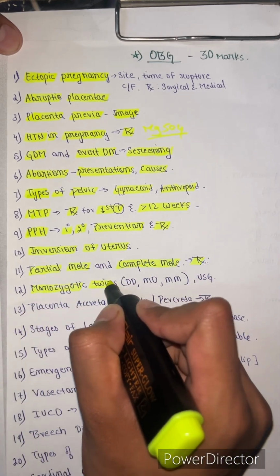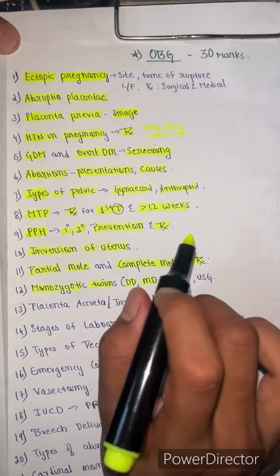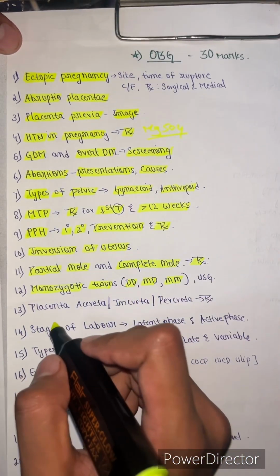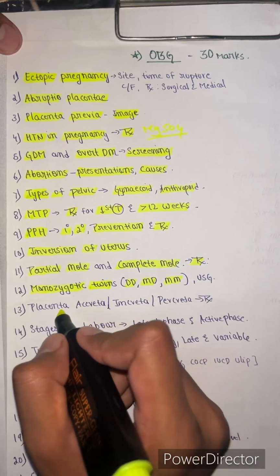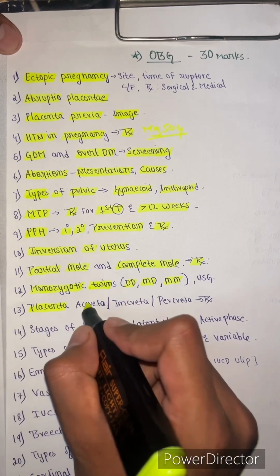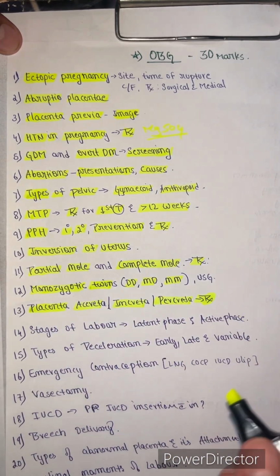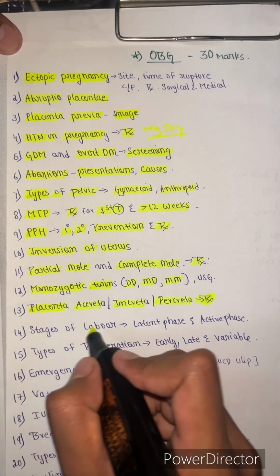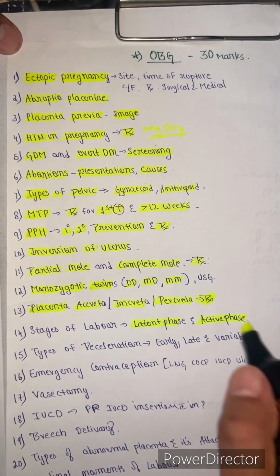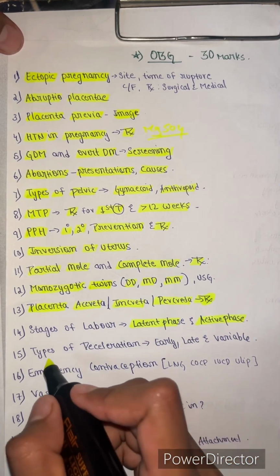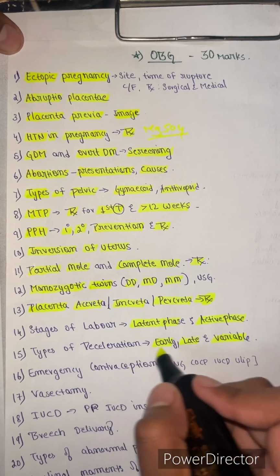Next we have monozygotic twins like dichorionic diamniotic, monochorionic diamniotic, monochorionic monoamniotic. You should know this very well, and you should also learn about ultrasound to identify this. Now we have placenta accreta, increta, percreta, and what the treatment is for this particular case. And the stages of labor, like we have latent phase and active phase. You should know in primigravida and in multigravida. You should know that. And types of deceleration like early deceleration, late deceleration, variable deceleration, you should know.